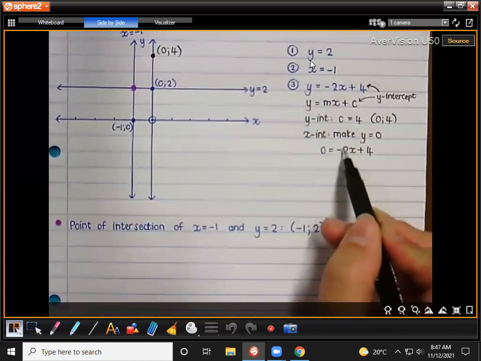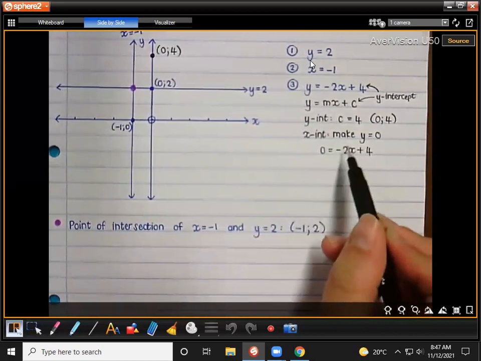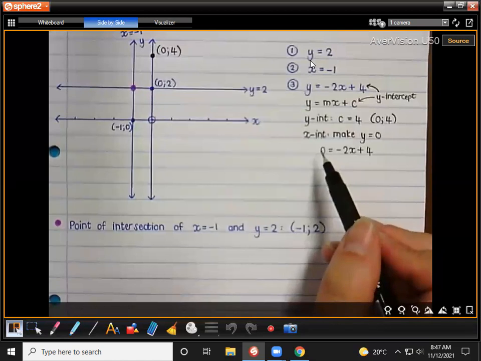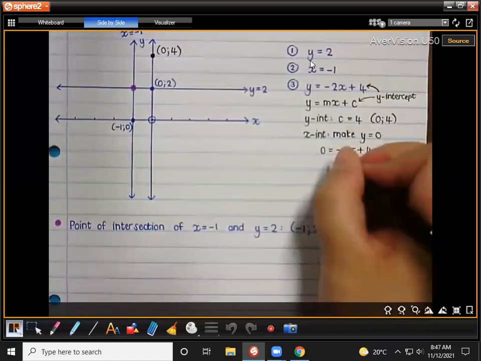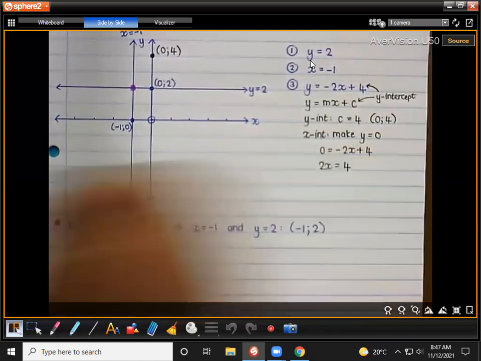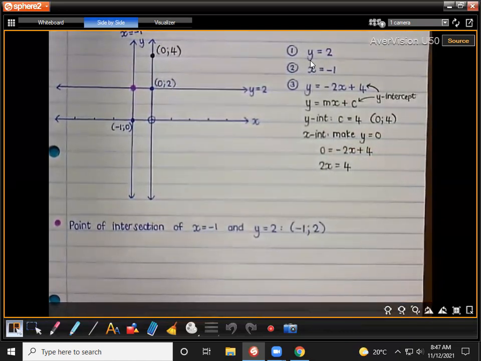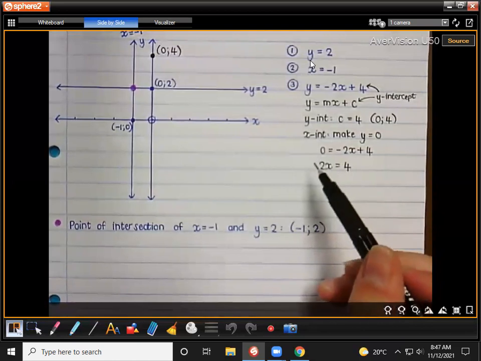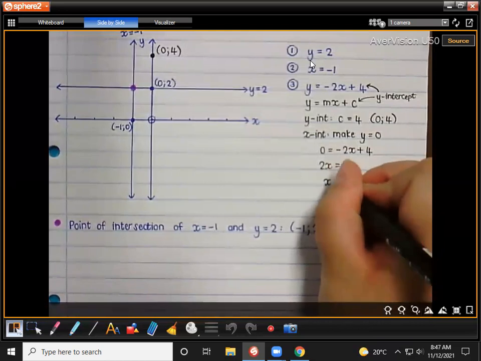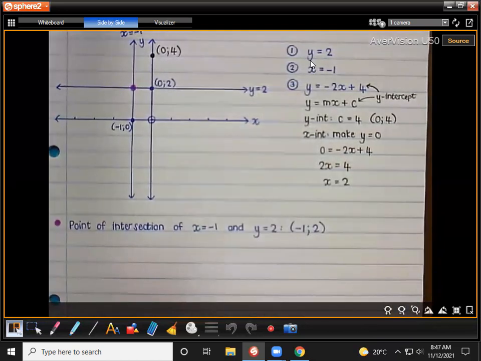So let's move this negative 2x to the other side. If I move a negative 2x, it becomes positive 2x. So 2x is equal to 4. Now, what must I do with that 2 to get rid of it? Divide, right? On this side I'm multiplying by 2, and the opposite of multiplying by 2 is dividing by 2. So what's 4 divided by 2? 2. So my x-intercept is at 2.